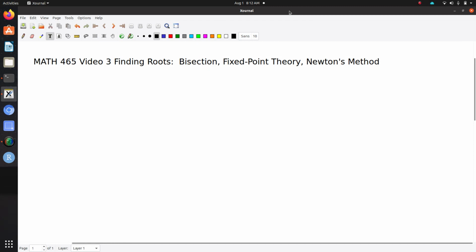Today we're going to talk about finding roots, including bisection, fixed point theory, and Newton's method. So we'll start with the bisection method, which you already know from childhood.